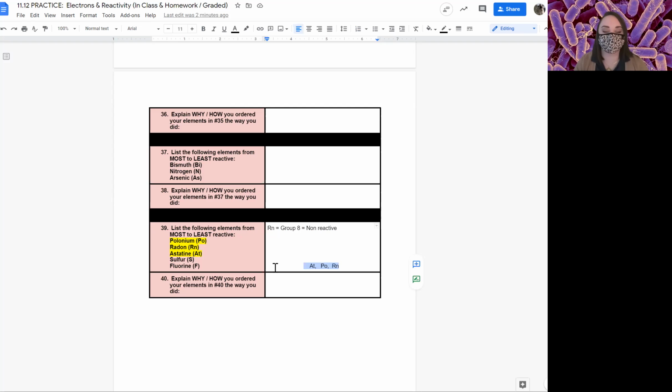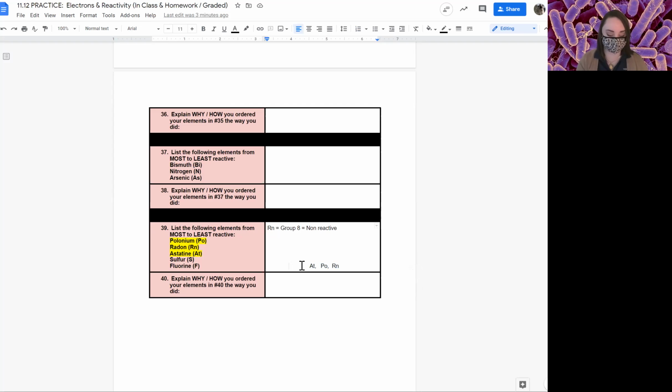So there's one key word in what John said. John said fluorine is in group 7 and it only has to gain one valence electron and it's smaller. So fluorine and sulfur are smaller than astatine, polonium, and radon. So remember, if a nonmetal is smaller, that means it more easily attracts the valence electrons. And then that's how we figure out between sulfur and fluorine.